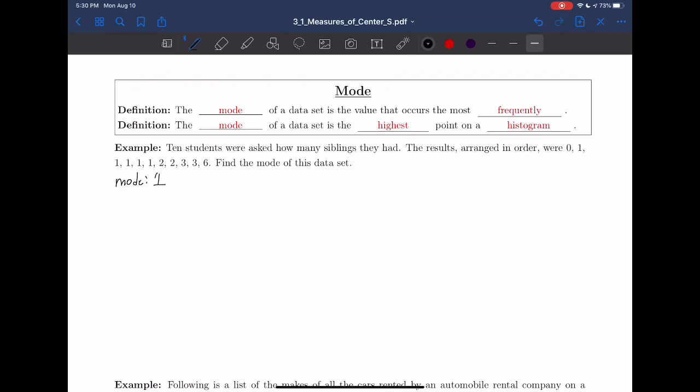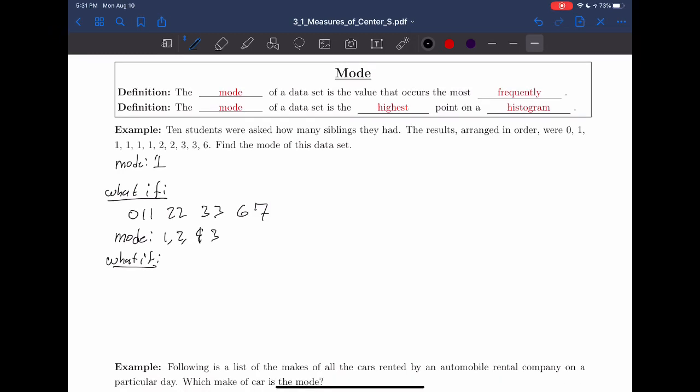But let's consider a different data set. What if your data set looked like this? What would our mode be in this case? Well, our mode would just be 1, 2, and 3. So it's perfectly okay to have more than one mode.